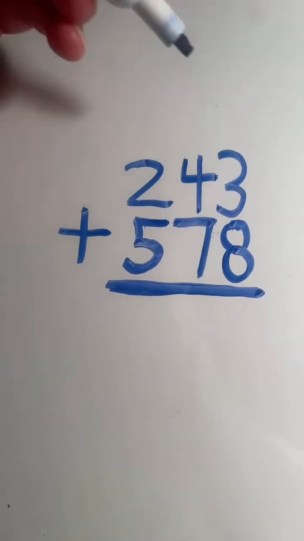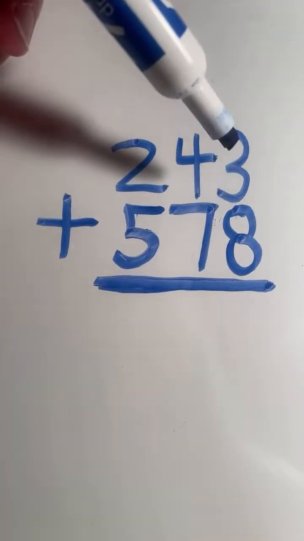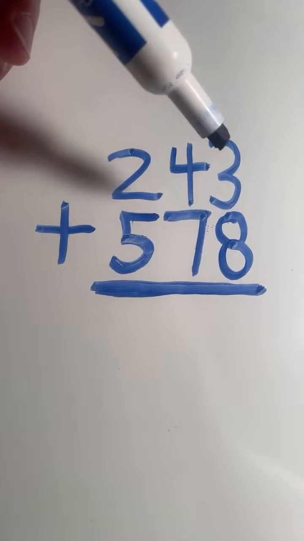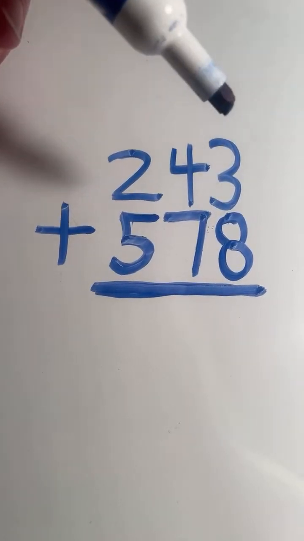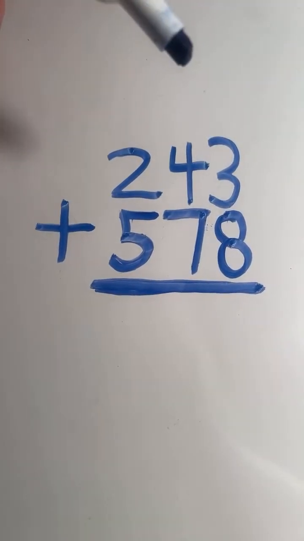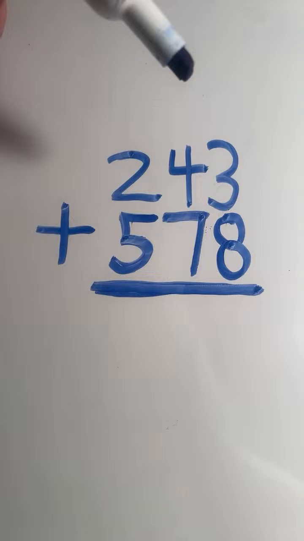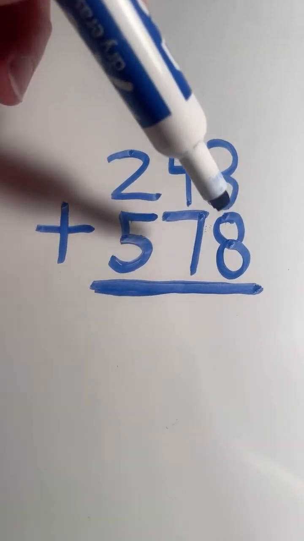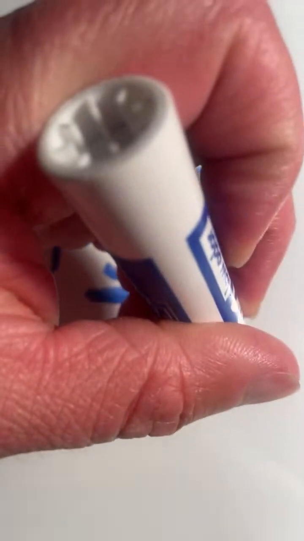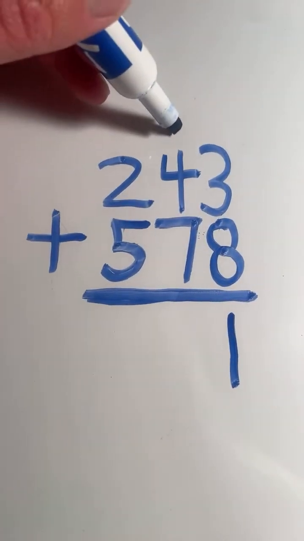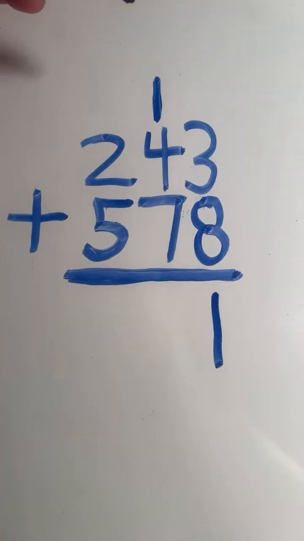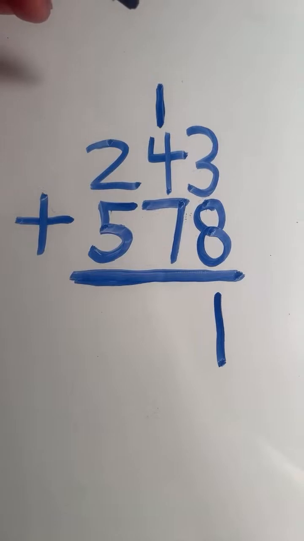So we always start in the ones place with the digits all the way to the right. And we have to find the sum of 3 plus 8. Now, anytime our sum is 10 or more, we will need to regroup. So 3 plus 8 equals 11. So the 1 in 11 goes in the ones place, and the other 1 in 11 gets carried over to the tens place. Anytime our sum is 10 or more, we have to regroup.